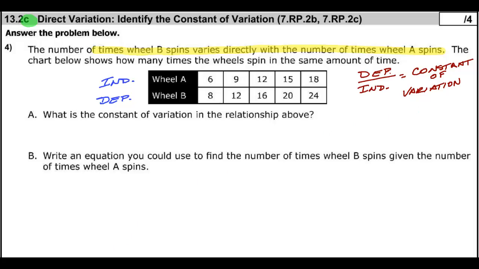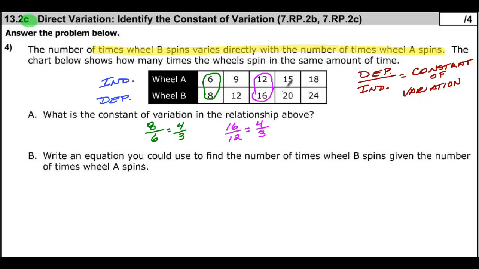And that's true for any of the relationships that we pick. So if we pick this relationship, the dependent is 8, the independent is 6. When we do that division, we get 4/3. It's also true for this one. The dependent is 16, the independent is 12. When we do that division, we get 4/3.